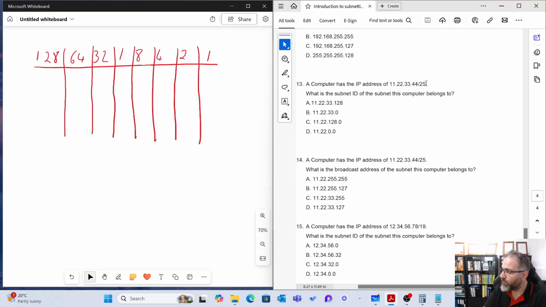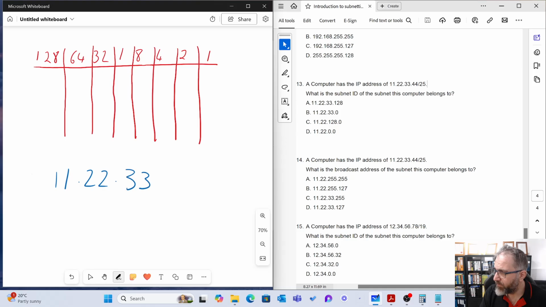All right, so now we've got a /24. Interesting. Okay. So what's the subnet ID of this one? Let's look at the facts. 11, 22, 33, 44. Can you see what's going on here? 1, 2, 3, 4. Anyway.